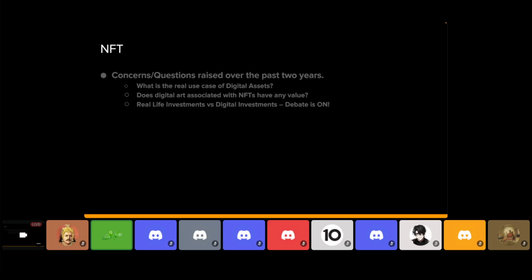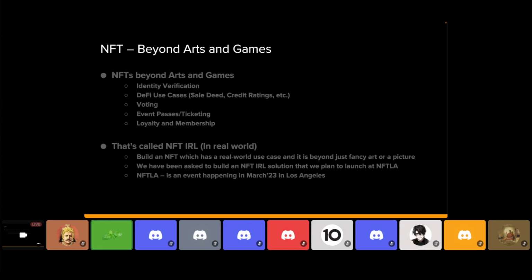Again, real life investments versus digital investments. There is a long debate going on. The people who are in real life investments, like land or gold or any commodity, are actually debating with the people who are doing digital investments. So these are a couple of the concerns and questions in the NFT world.